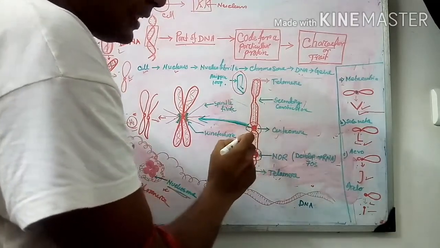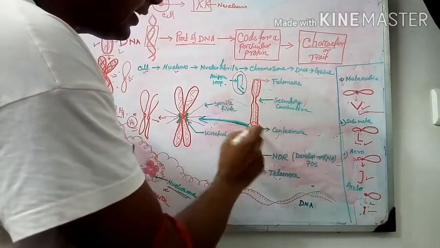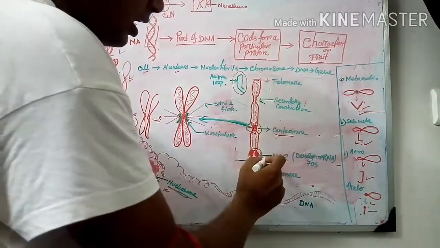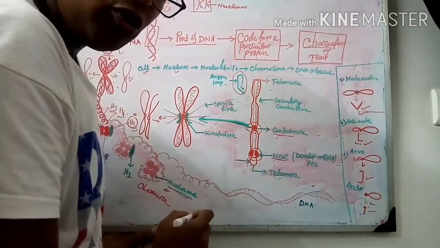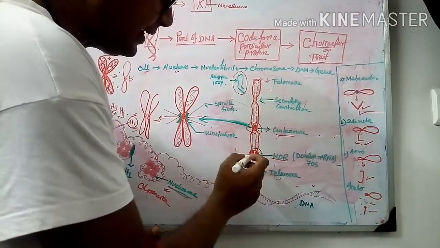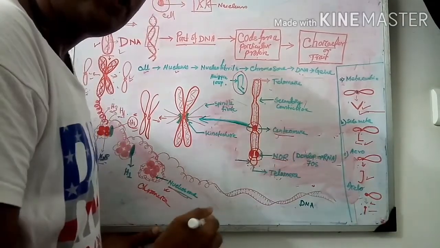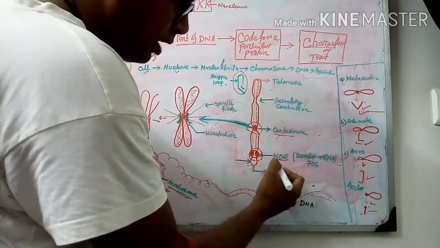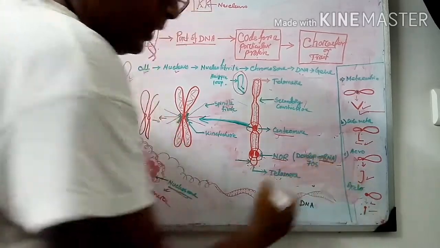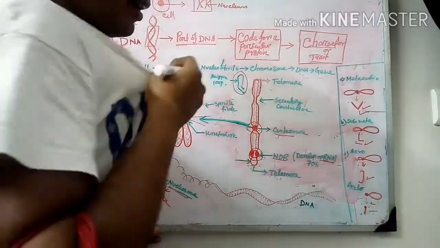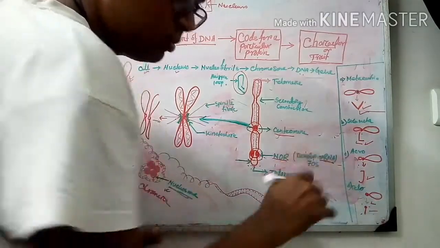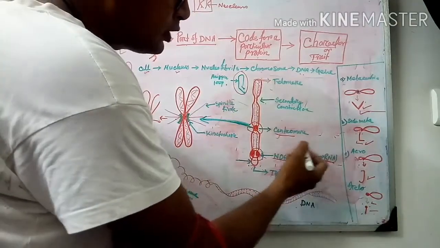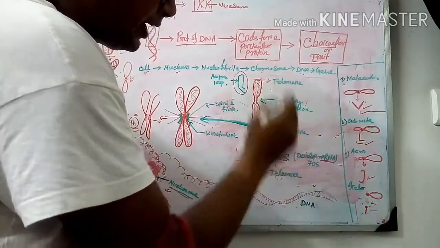It contains the primary constriction region called the centromere, and this centromeric region is called the primary constriction region, and the secondary constriction region is present here. Another region is the NOR, the nucleolar organizer region. That is, this part is responsible for the formation of the nucleolus, and it is responsible for the formation of rRNA, that is ribosomal RNA. Our cellular organelle ribosome is made up of these kinds of RNA, which are developed in the NOR region.